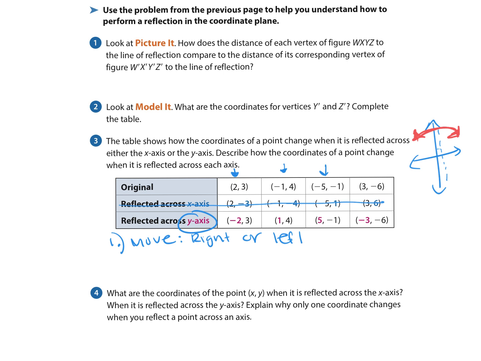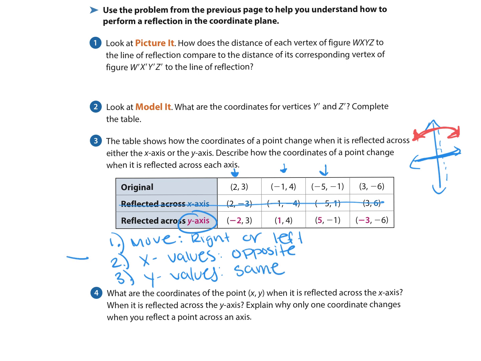And think about that. If I move right or left, what's happening to my x values? Would they be changing or would they be staying the same? My x values are going to be changing. And they're changing in a very specific way. They're becoming their opposite. Now, what about y values? If I'm moving right to left, I'm not moving up or down at all. So y is not affected. Y values stay the same.